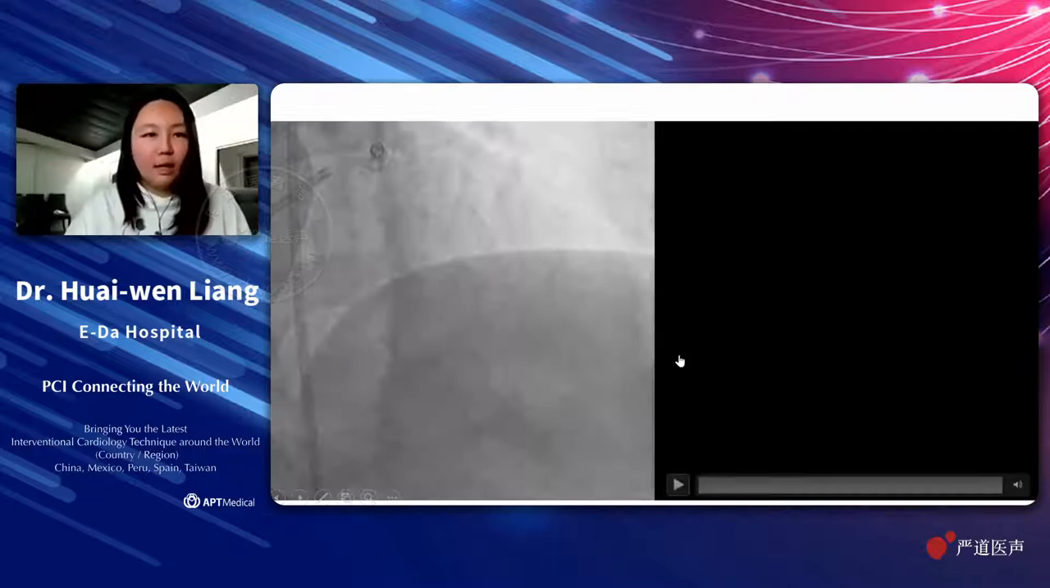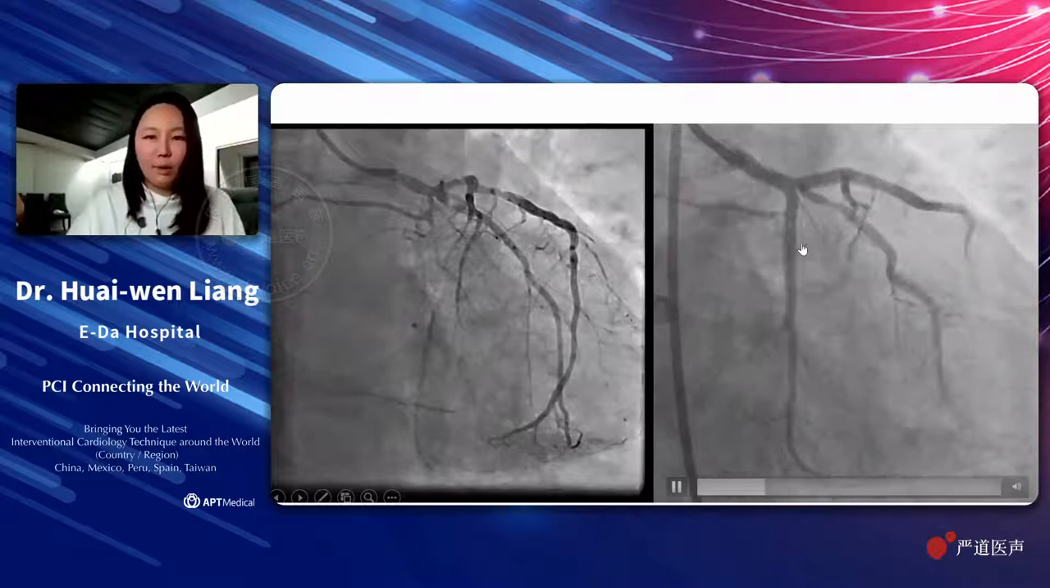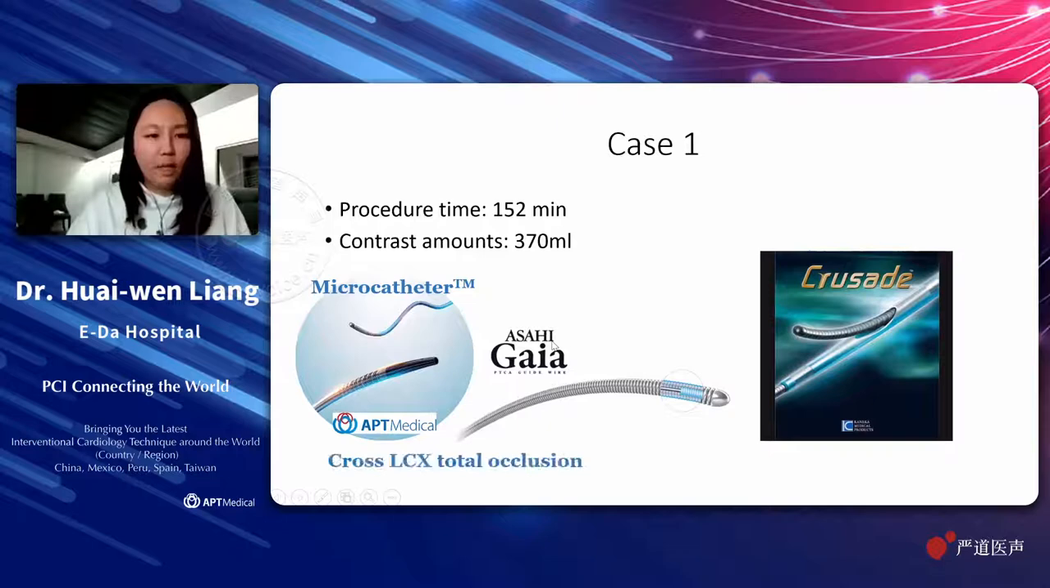If you remember the initial diagnosis, you could see the circ was very big. If we don't use IVUS, we will not know how big it is. So in this case, I use a good support catheter, a microcatheter and a Gaia Second wire to help me cross the subtotal occlusion. And I also use Crusade several times because when I perform the Culotte technique, Crusade helped me wire the complicated wire more easily.